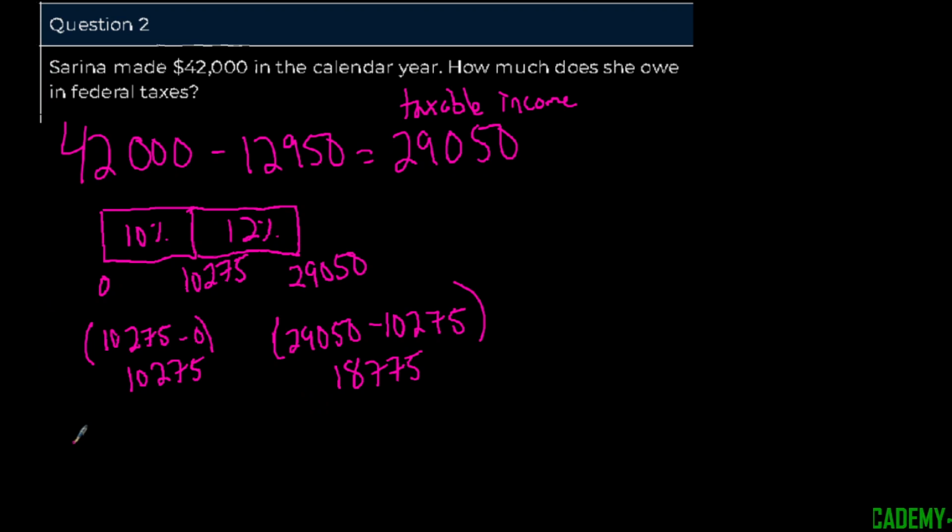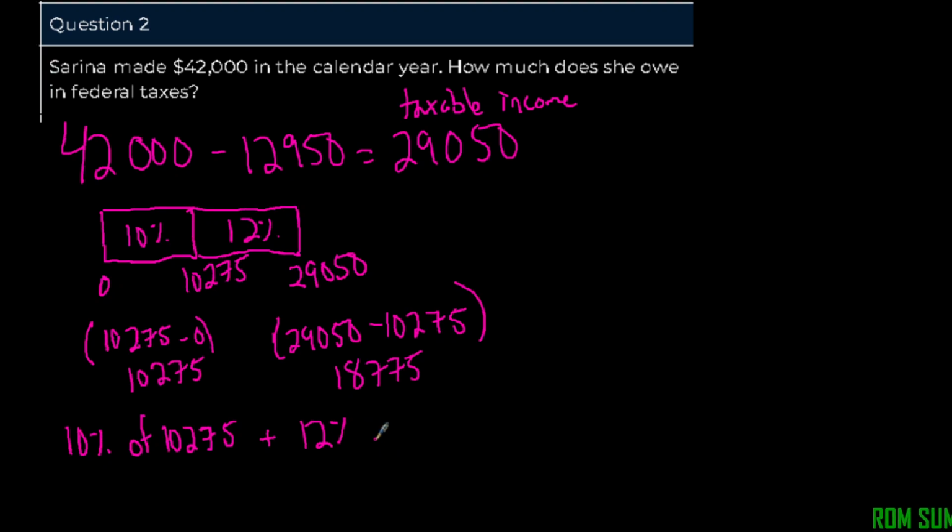And so now what do I do with these numbers? Well, I'm going to do 10% of this 10,275 plus 12% of 18,775. So I have to take the different brackets. This is the key part. I take the different percentages for those different brackets. So even if you make 42,000, you have to apply it differently depending on your remaining amount. So I'm going to calculate that real quick. Let me show you what it looks like in Desmos.